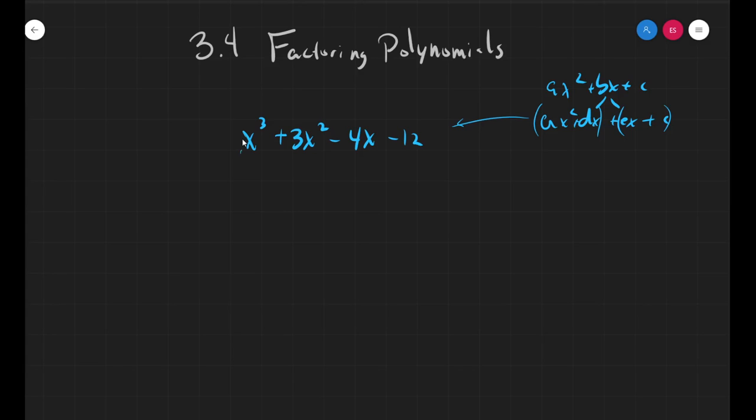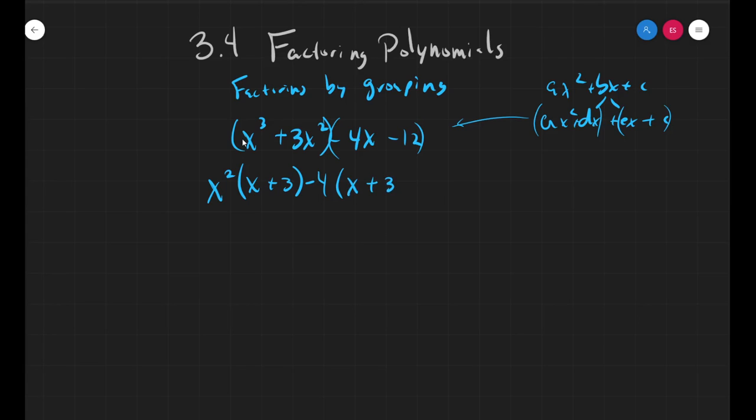So this is called factoring by grouping. Okay, so we're going to take a look at these first two terms and say, what do these two have in common? Well, these two both have an x squared, so we can factor that x squared out, leaving us with x plus 3. And then we'll say, what do these two have in common? Well, they both have a negative 4, leaving us with x plus 3.